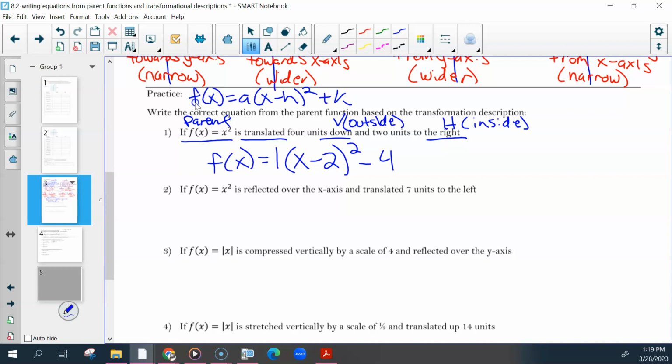In this case, it's just 1. But it's whatever is being multiplied, whatever stretches, whatever compresses, if there's a reflection, that. Other questions?